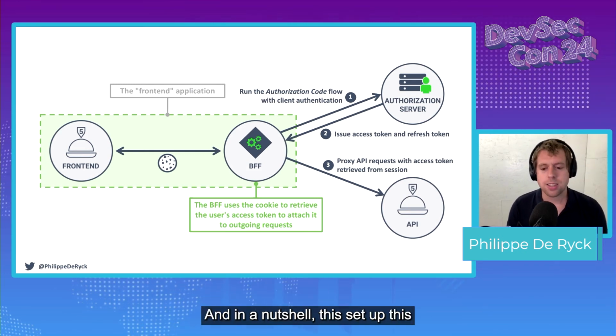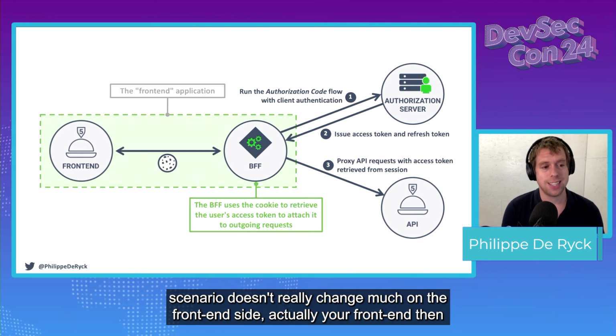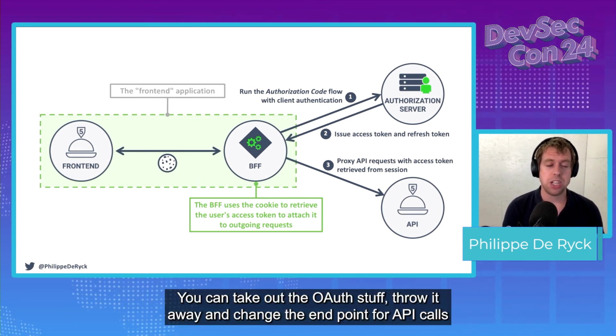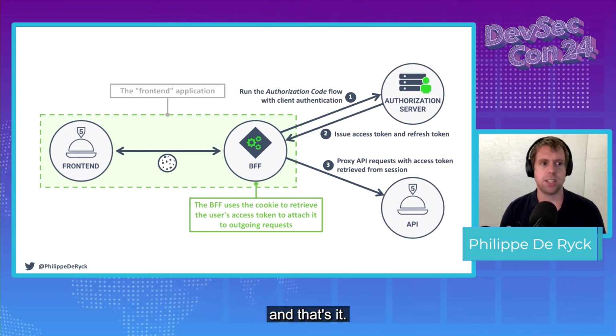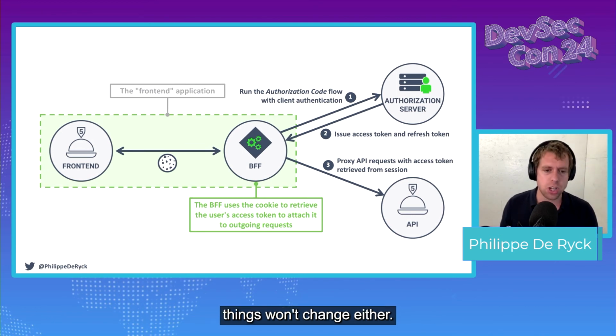And in a nutshell, this setup, this scenario, doesn't really change much on the front-end side. Actually, your front-end gets easier. You can take out the OAuth stuff, throw it away, and change the endpoint for your API calls, and that's it. That's the only thing you have to change. Everything else remains the same. And on the API side of things don't change either.